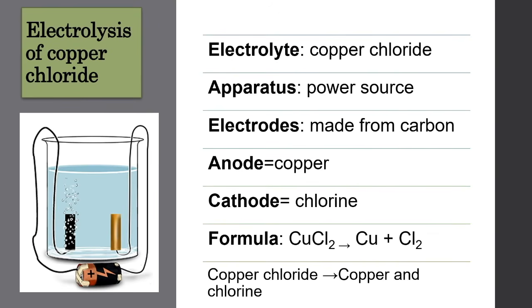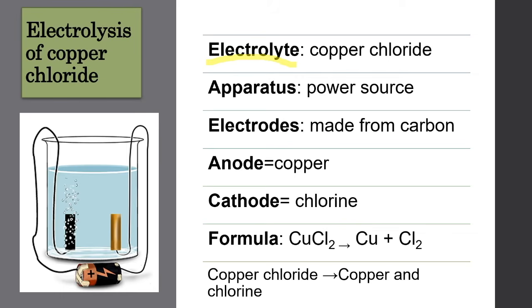So let's have a look at the electrolysis of copper chloride. This is an experiment where we take copper chloride, and we allow an electric current to flow through it to break up the compound of copper chloride. Our electrolyte, which is the solution in which the current will flow through, is called copper chloride. The apparatus we use here is a power source. What's important for this one is that the electrodes which will allow the current to pass through are made of carbon. This is because carbon is the only non-metal that is able to conduct an electric current.